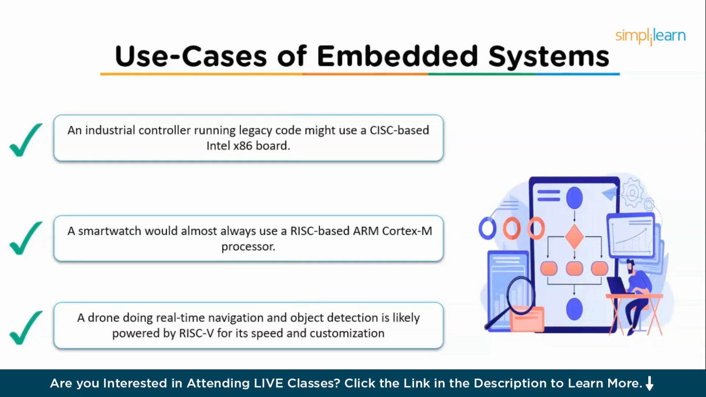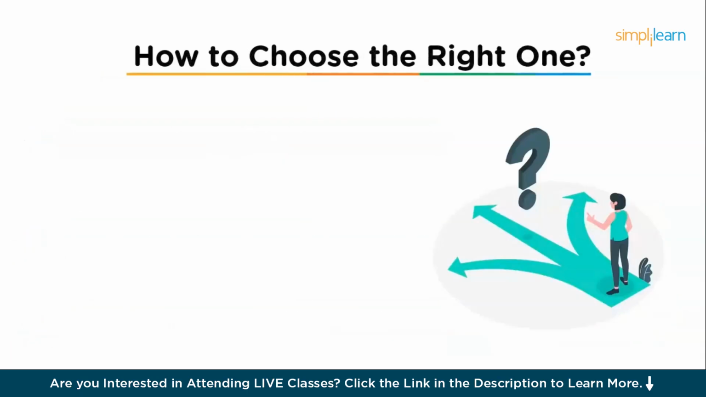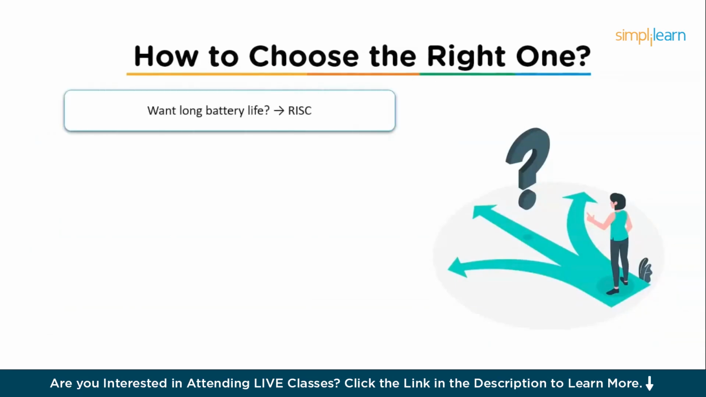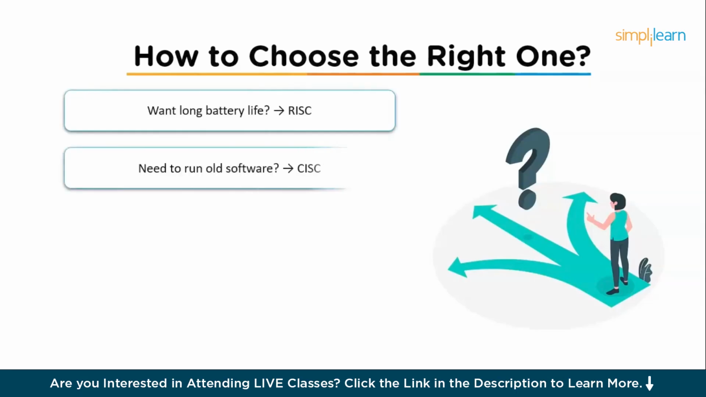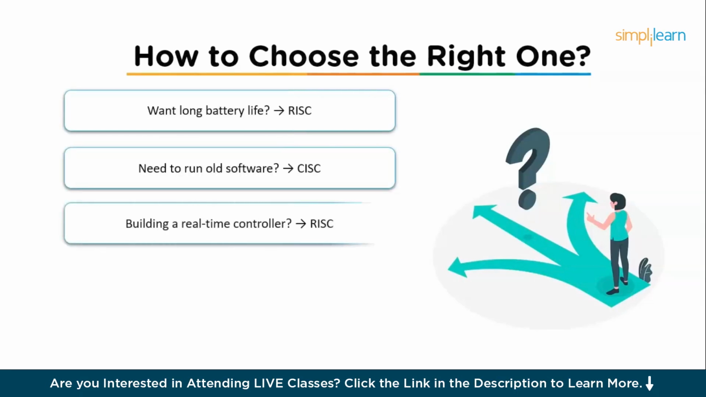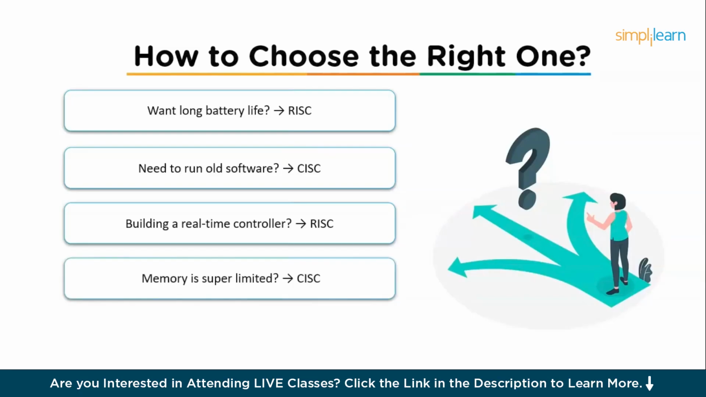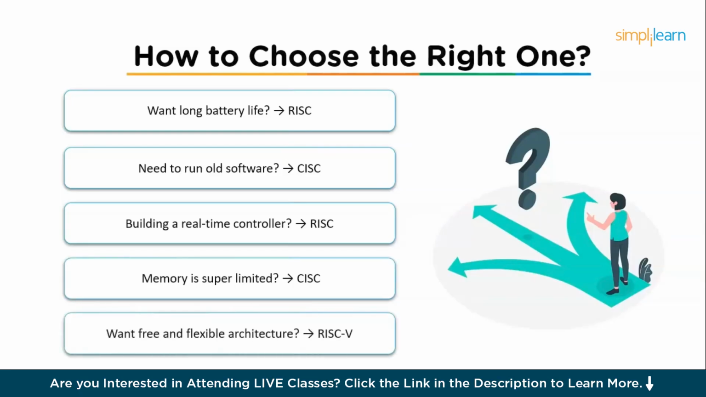So the next question arrives: how to choose the right one? Here's a quick checklist to help you choose. If you want a longer battery life, choose RISC. If you need to run old software, choose CISC. Building a real-time controller, then use RISC. If your memory is super limited, then use CISC. If you want a free and flexible architecture, choose RISC-V. There's no right or wrong. It's all about what your system needs the most.